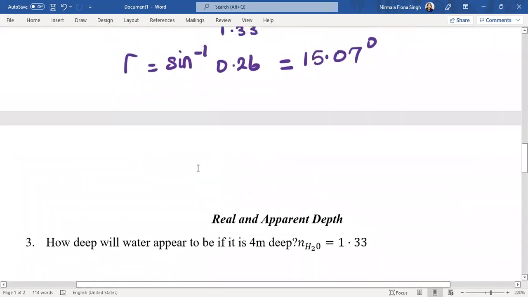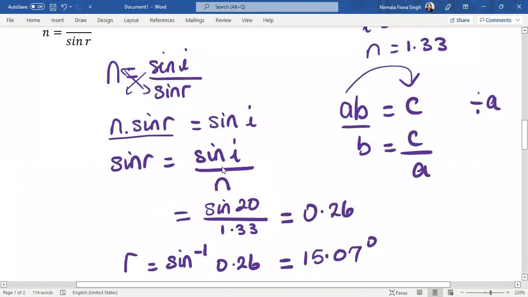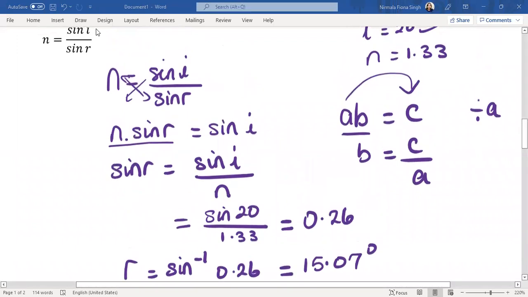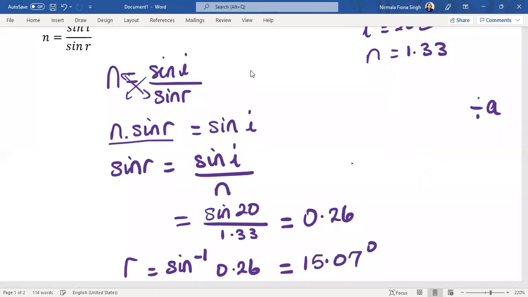Do I have more working space? Yes. And I'm going to just leave this up here so you all can see the working. Let's just push this in the corner. No, I don't want that.